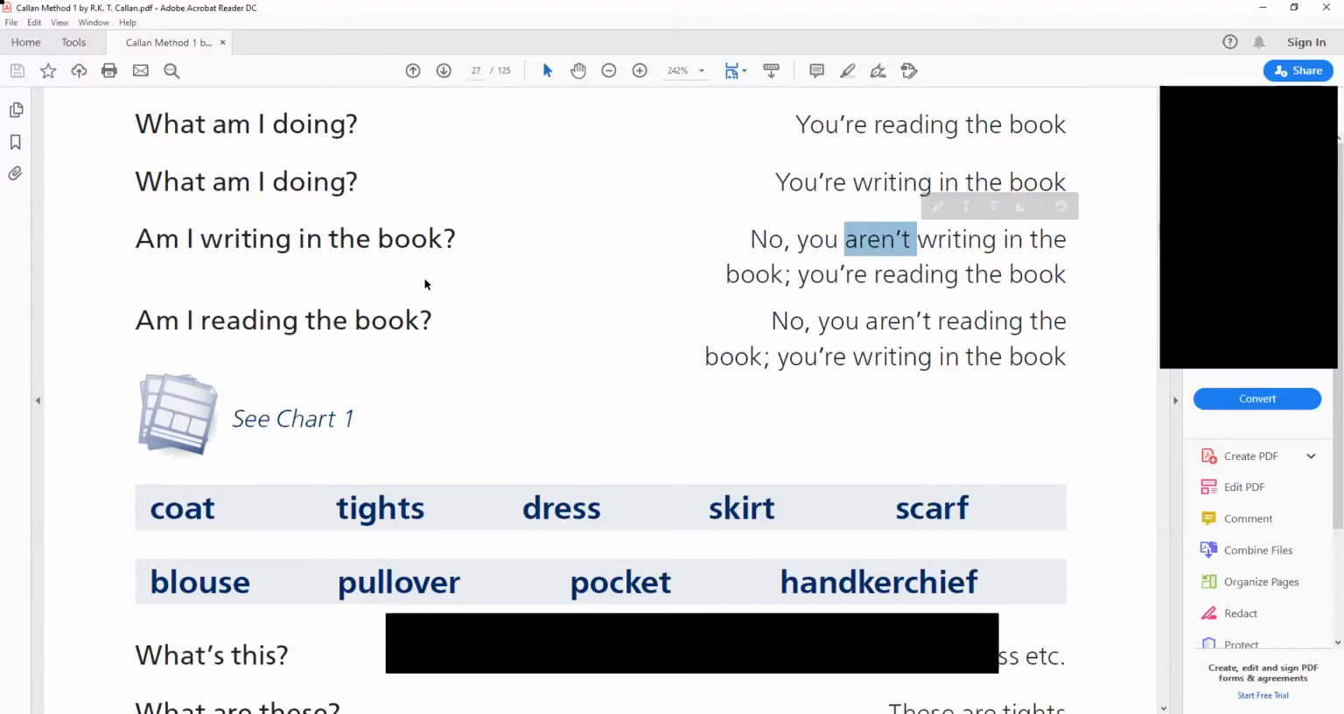You aren't writing in the book. You're reading the book. Am I reading the book? I am reading the book. Marcela, am I reading the book? No, you aren't writing the book. You're writing in the book.